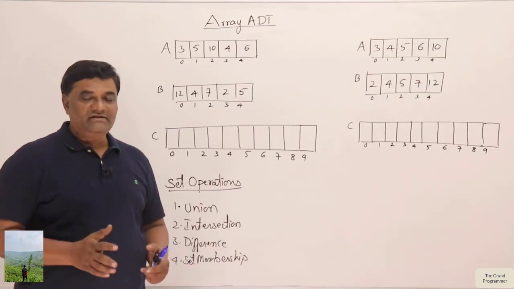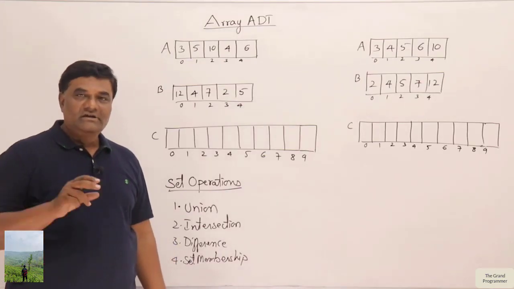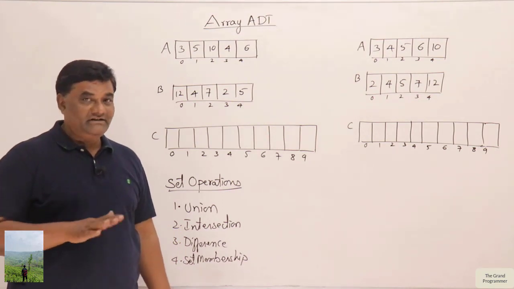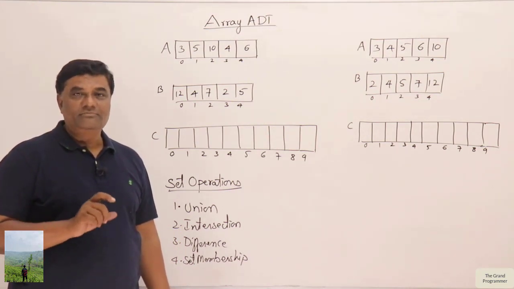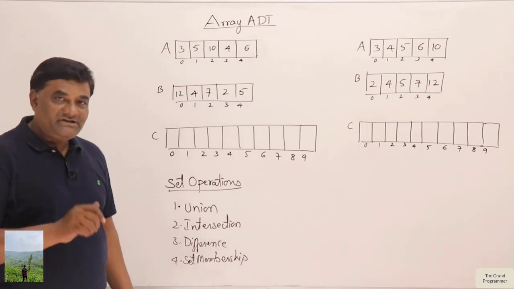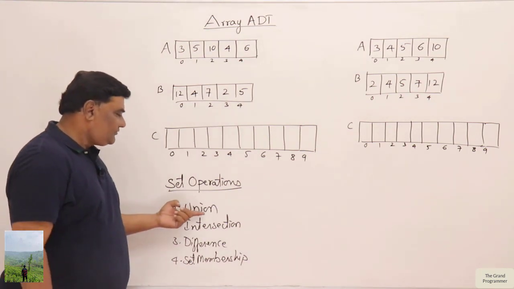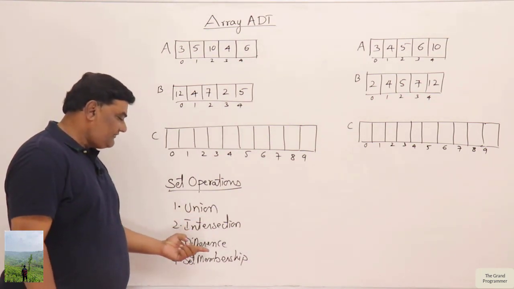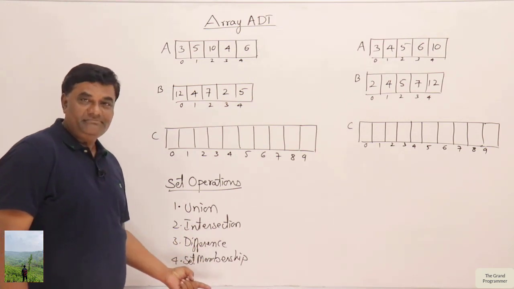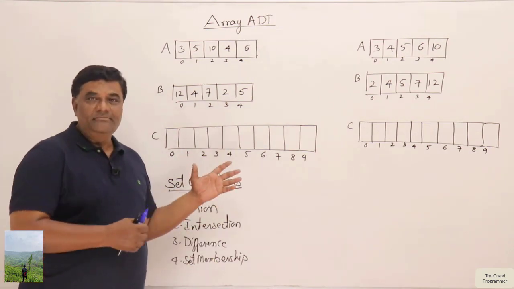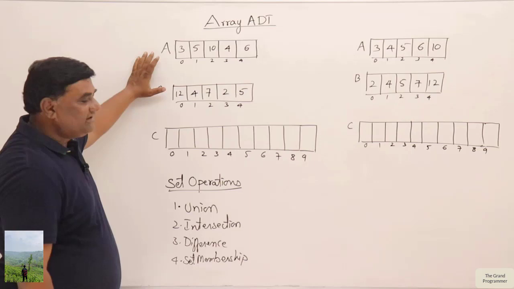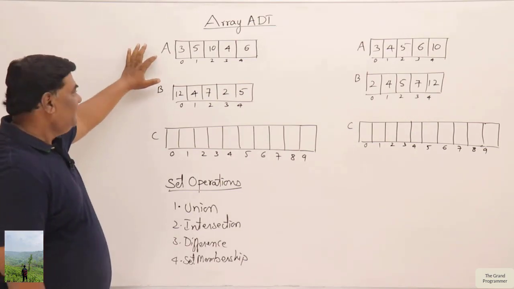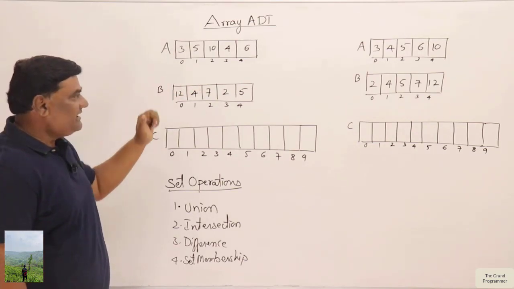Now let us look at set operations. If the sets are stored in an array, then how can we perform those operations? The operations are performing union of two sets, intersection and difference, and set membership. Here I have an example of two sets that are stored in arrays A and B. Some 5 elements I have taken.